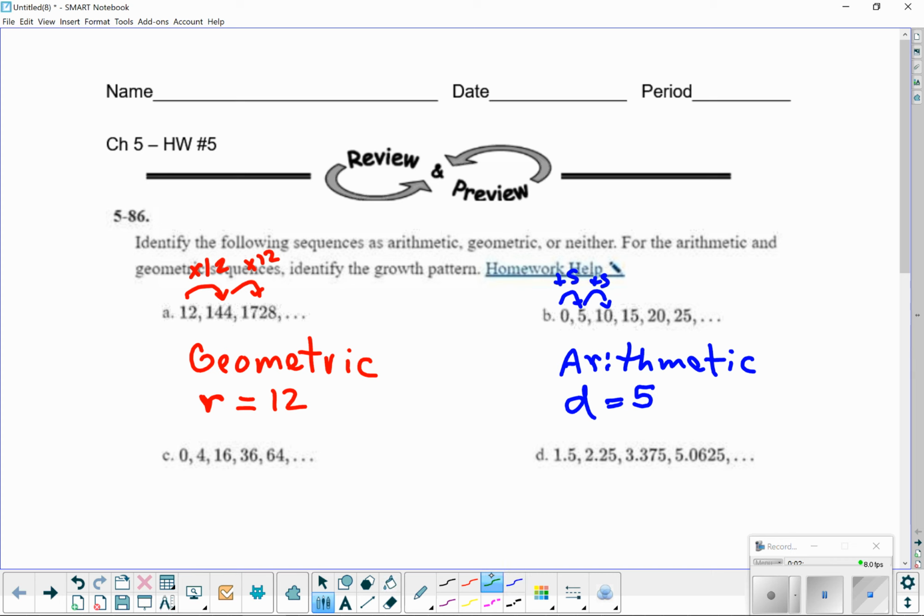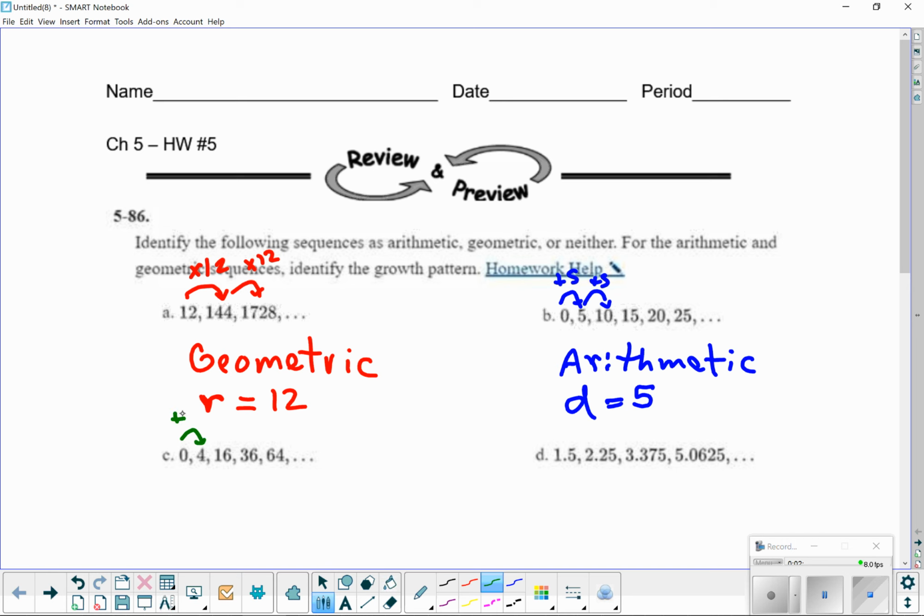Okay, so this one right here looks like, let's see. So 0. It looks like it's not times, right? Because 0 plus 4 is 4, but times 4 would be 0, so that doesn't work. If I go times, that doesn't work also. So it looks like we're adding 4.